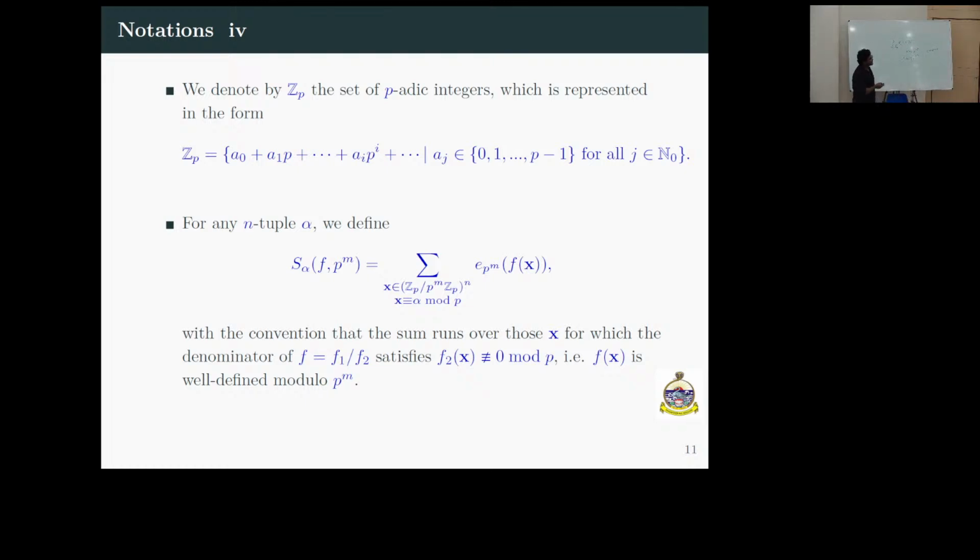First, what we have taken at the beginning is a sum over x from Z_p, or Z over p to the power m, Z n-tuples, of e_{p^m}(f(x)). But in this case we are taking all those x which are congruent to alpha modulo p. That's why we have taken this subscript alpha in this case, and the same as before, we are taking only rational functions.